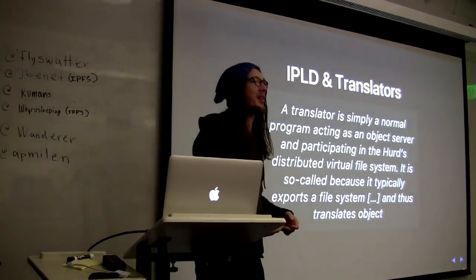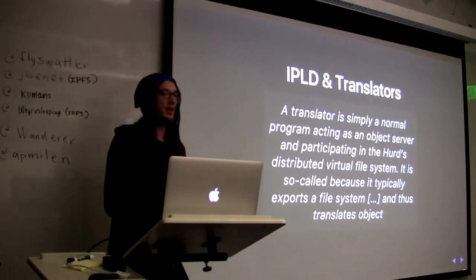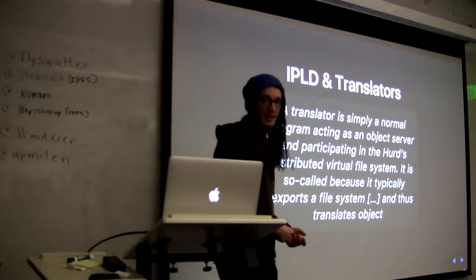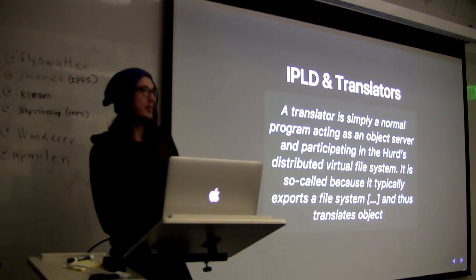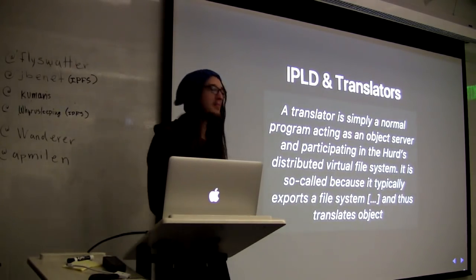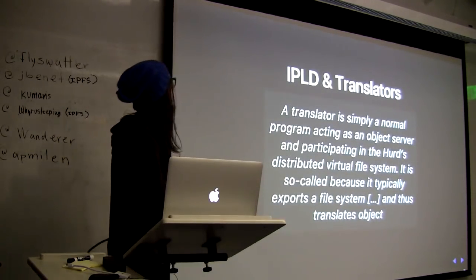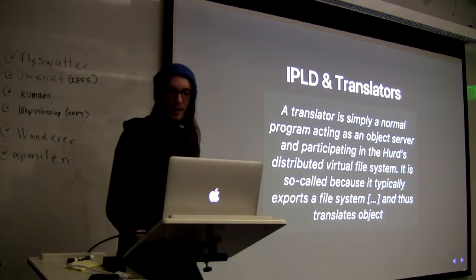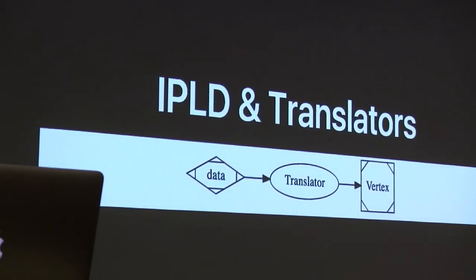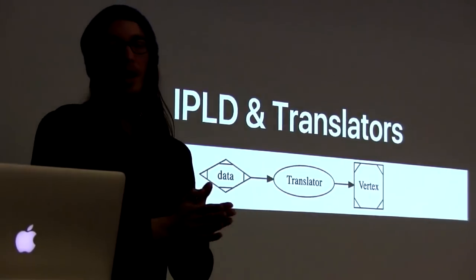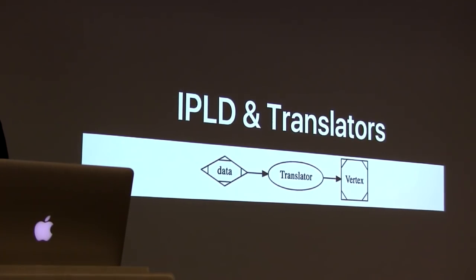They're operating systems. Plan 9 was developed to be the successor to Unix, and didn't really take off for a number of reasons. One of them was licensing, and HURD is along the same lines. It's an operating system that Richard Stallman's been developing since forever. Anyway, a translator is a normal program that acts as an object server and participates in HURD's distributed file system. Basically, it takes in some data, goes through the translator, and exports a common file system interface. With something like IPFS or IPLD, you take in some data, you put it through a resolver, or translator here, and you come out with a common vertex.